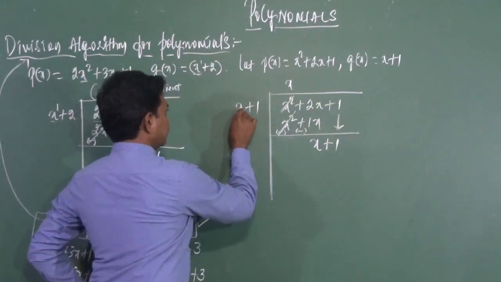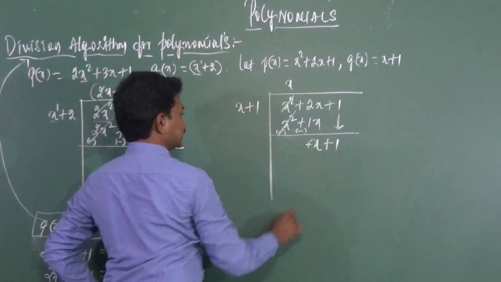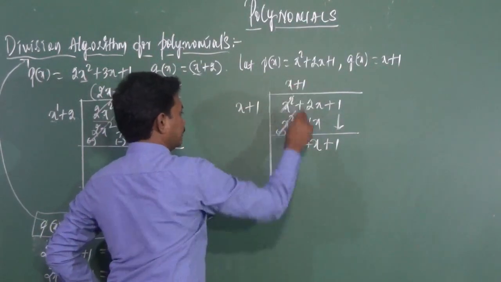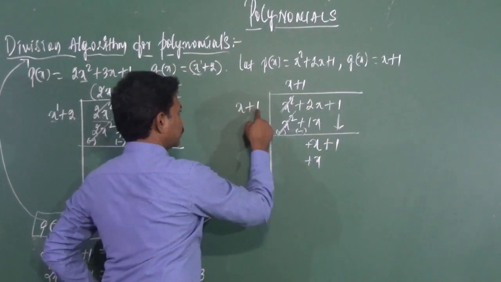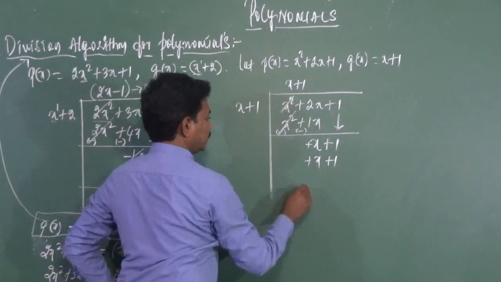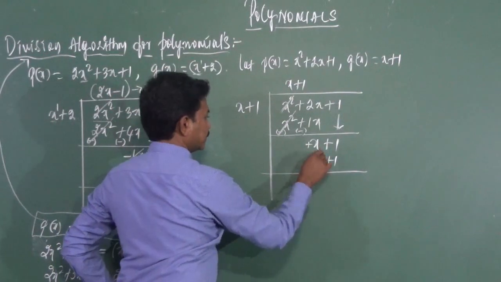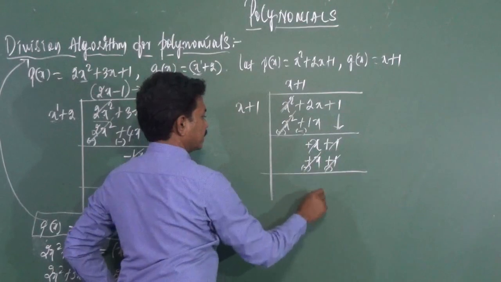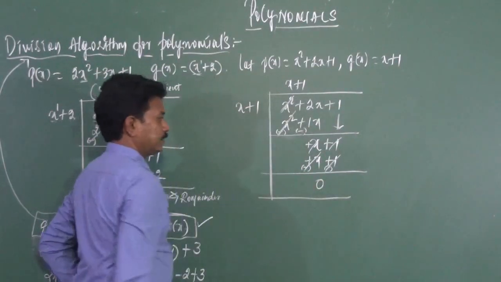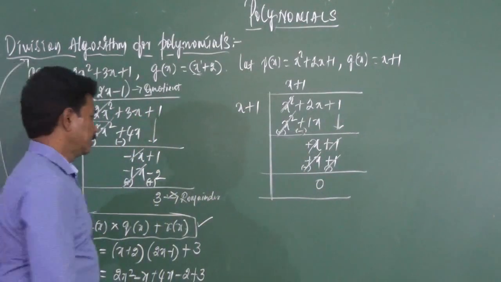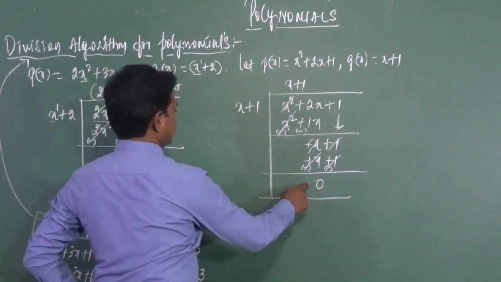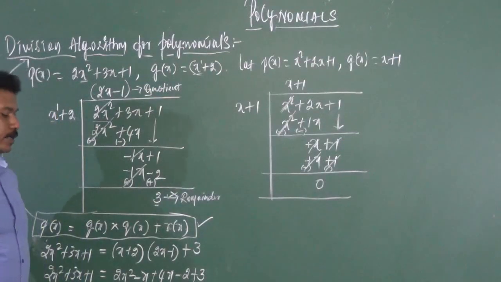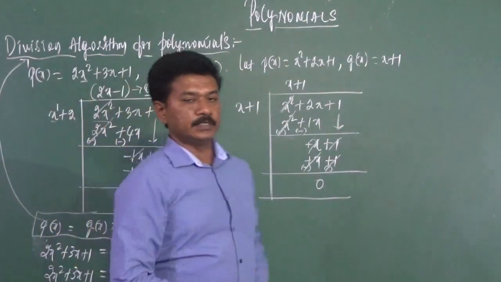So now x into what gives you plus x? X into plus 1 gives plus x. Plus 1 into plus 1 is plus 1. Okay, we have to subtract this from this. So sign changes. Minus x plus x cancels. Plus 1 minus 1 cancels. The remainder is 0. Right. So here we have got the remainder as 0. Now 0 is a constant.